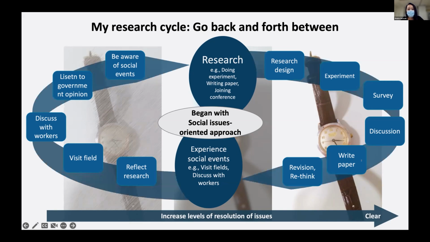I realized that I always need to keep in mind how my research contributes to society. So through this repeated research cycle, I experienced going back and forth between doing research and experiencing social interactions again. So now, if I look back on my research life, I realize that many issues were vague at the time, like the picture of the watch on the left of the slide. By repeating this cycle, all the research matters have become much clearer now, even though it is not perfect.